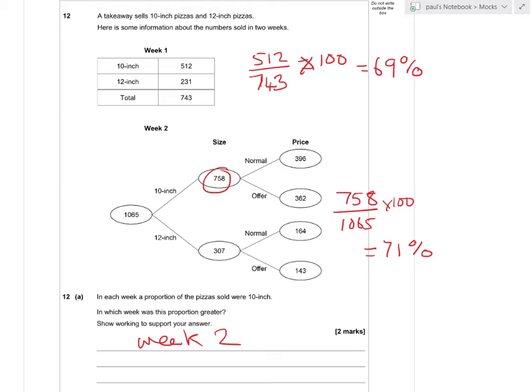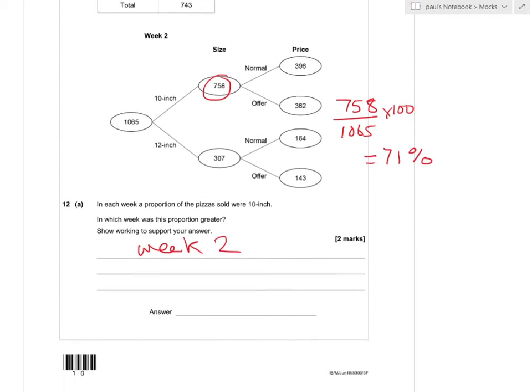Let me go through to the next. Oh, so many different methods. Okay.